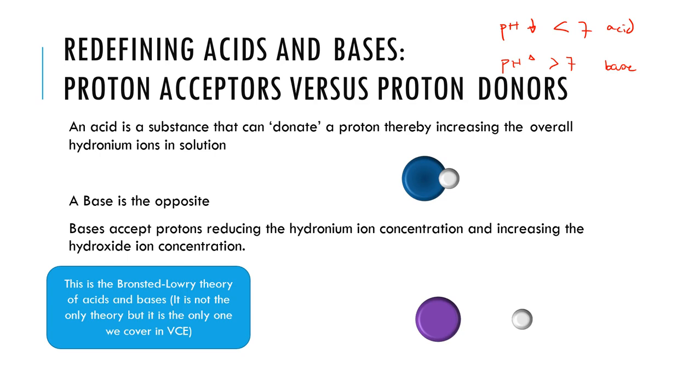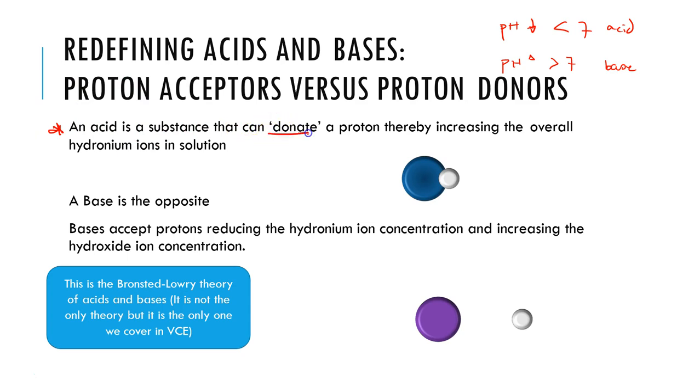So the Bronsted-Lowry theory allowed us to look at acids and bases in things other than just solution. If it increased H+ in solution, that was the only way we could define an acid before, and we do know that we have some acidic gases and things like that. It allowed us to define metal oxides as having basic properties or acidic properties and things like that.